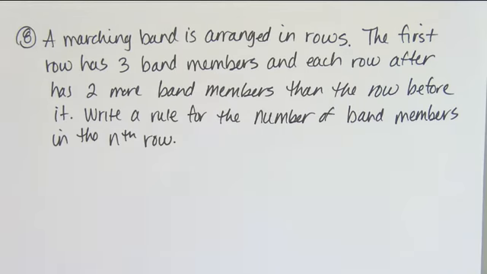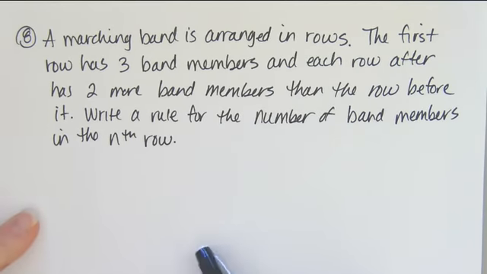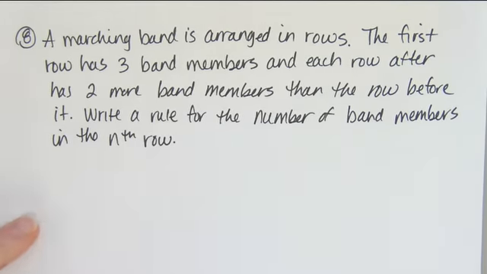All right, I cheated a little bit here. I wrote this all out so you didn't have to watch me writing all this. So if you want to push pause and copy this down, go for it. But a marching band is arranged in rows. The first row has 3 band members. So if you want to, you can draw yourself a picture. You've got 3 people in the first row. Each row after it has 2 more band members than the row before it.